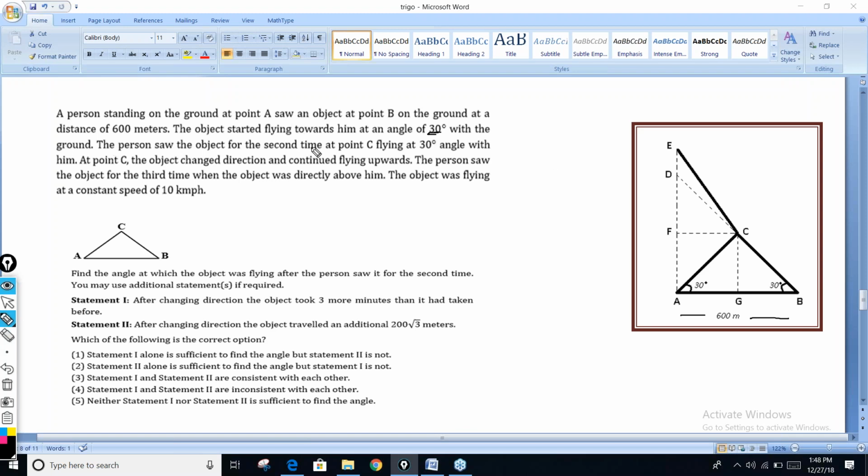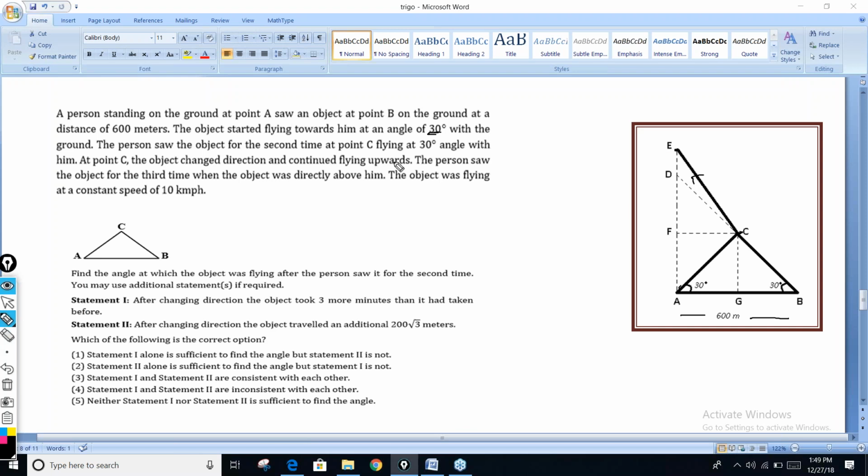The person saw the object for the second time at point C, flying at a 30 degree angle. So he reaches here and the object reaches here, and the person sees it for the second time at this point, making an angle of 30 degree with the ground. At point C, the object changed the direction and continued flying upwards. Earlier it was going in this direction, it changed it and is flying upwards.